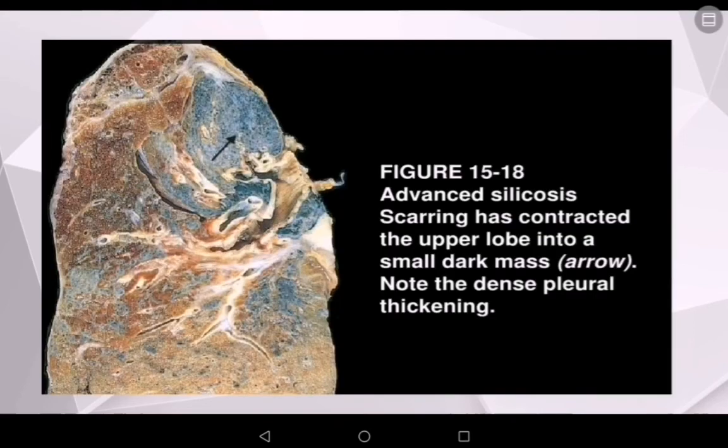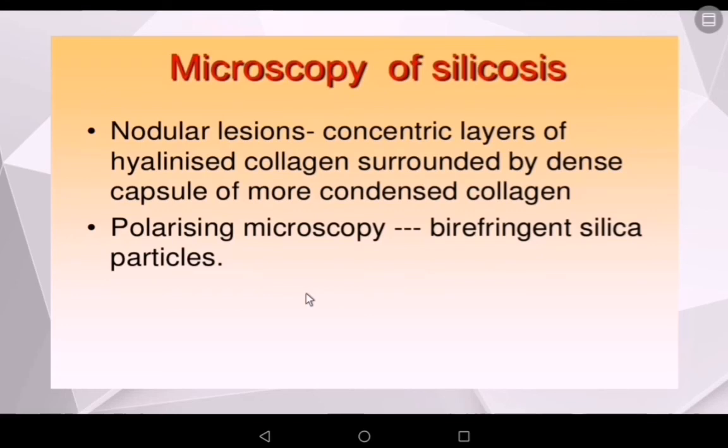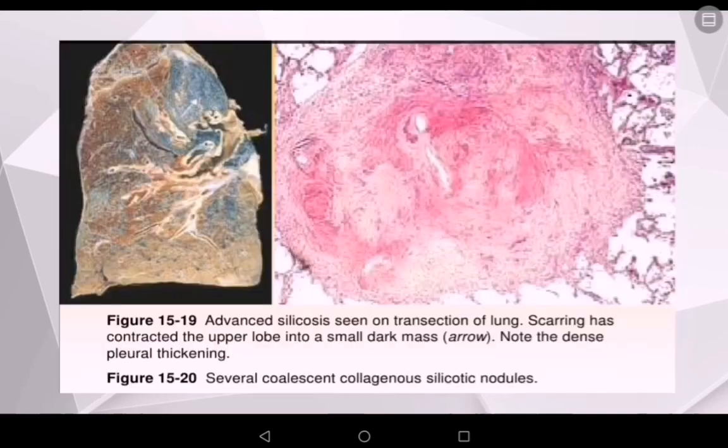So let's look at the morphology of silicosis. This is the gross specimen of a silicotic lung. You can see the scarring has contracted the upper lobe, and there is also deposition of silica, and also note the dense pleural thickening and massive fibrosis in the whole cross section. The microscopy will show nodular lesions which are concentric layers of hyalinized collagen surrounded by a dense capsule of more dense collagen. Polarizing microscopy will show birefringent silica particles. So these are both examples of morphology.